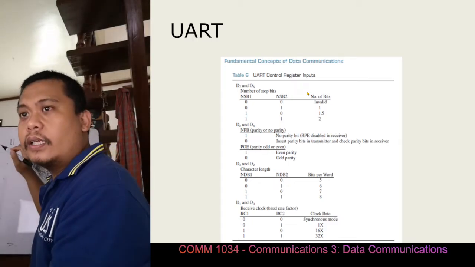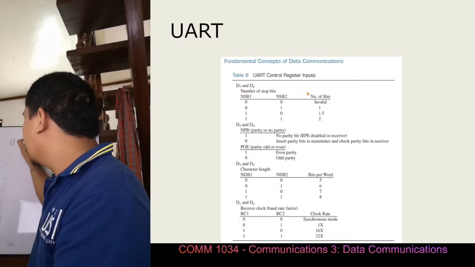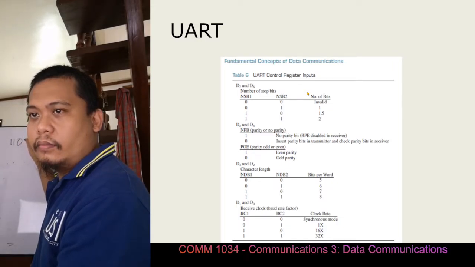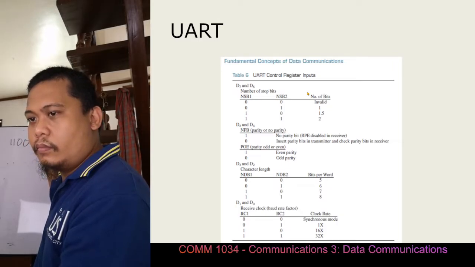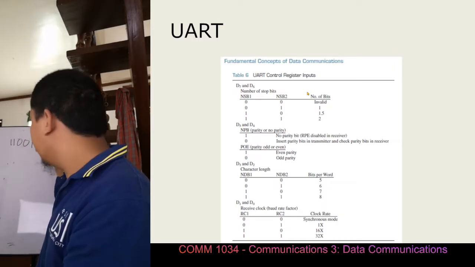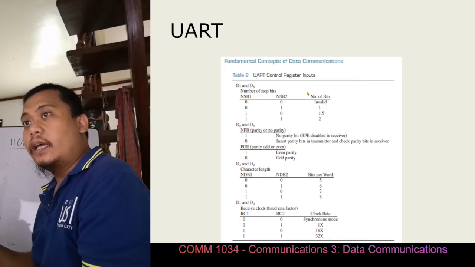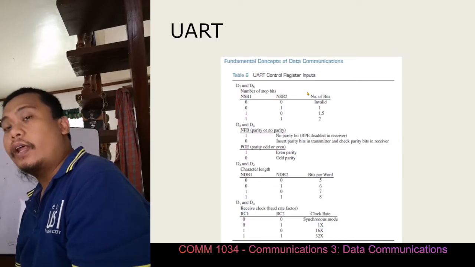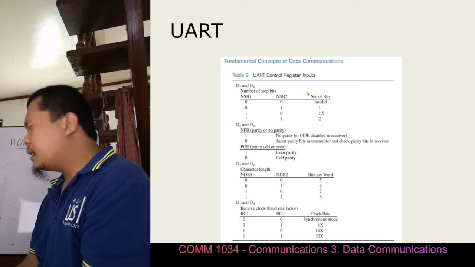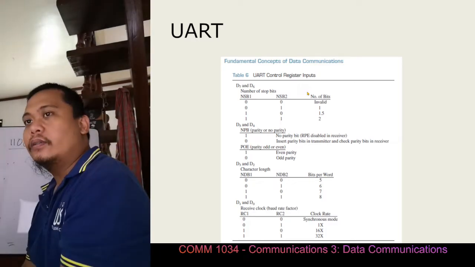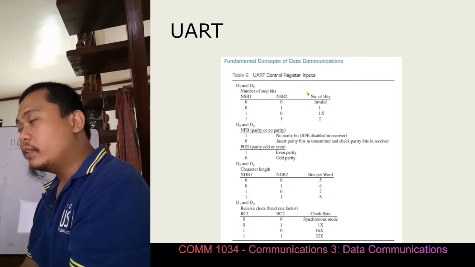Okay, yung control word register natin, sabihin natin ganito siya. Example, this is the control word register. Yan yung nailagay na input sa control register natin, no? So, ibig sabihin, ito yung nature ng data. So, ito yung gagawin dun sa data.